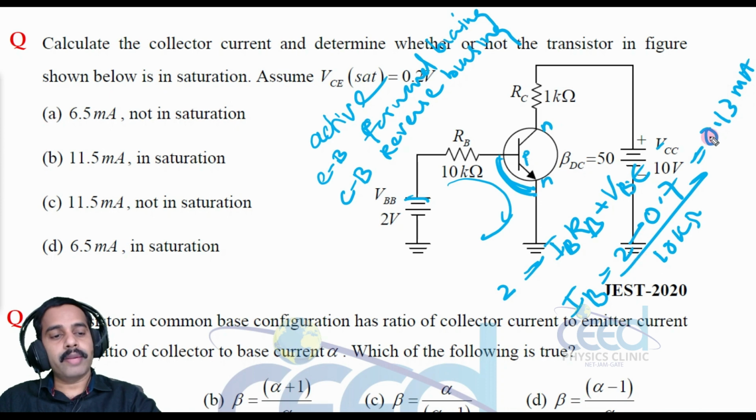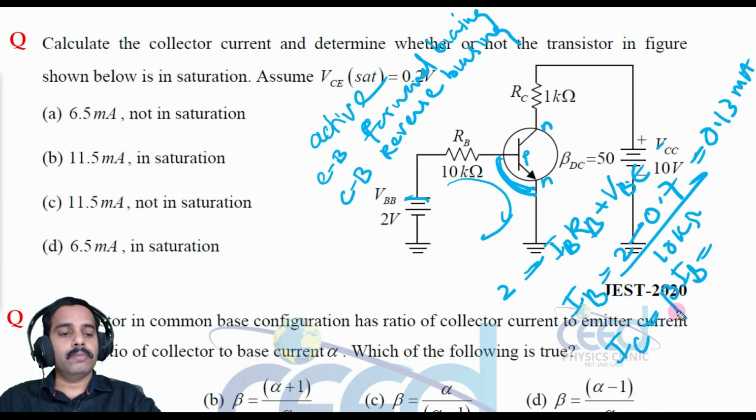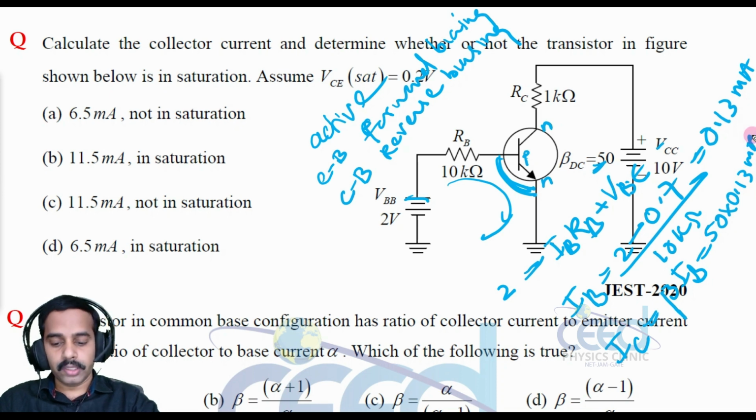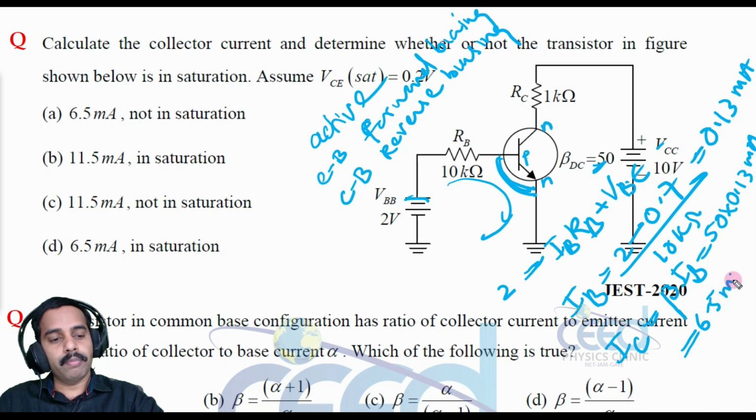Once I get this IB value, I can find out IC. IC is equal to beta IB. This is the relation in common emitter amplification factor connecting the collector and base current. We have already discussed this in theory. IC is equal to beta IB, where beta is given in the question as 50. So 50 into 0.13 milliampere is equal to 6.5 milliampere. So we got the collector current.